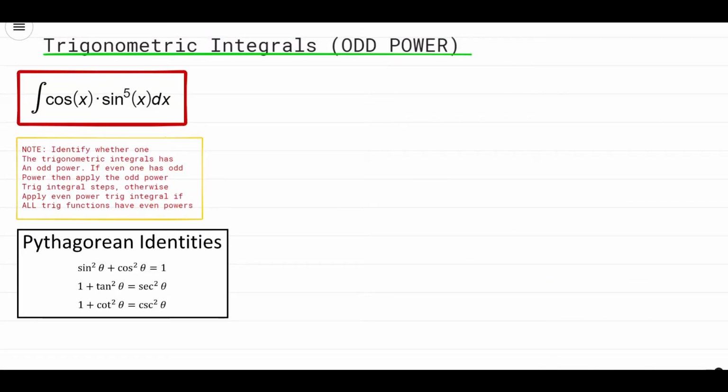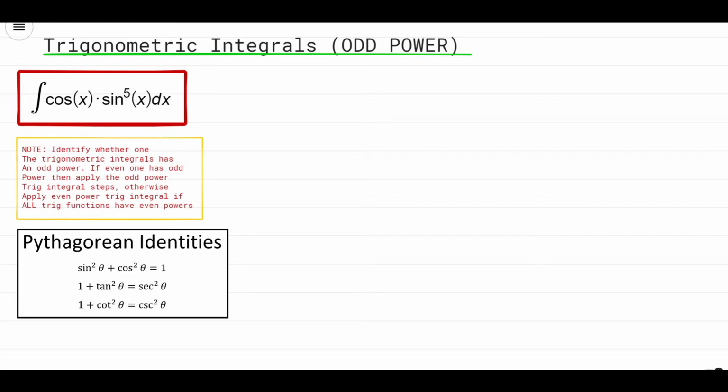So now in this example, we're given cosine of x times sine to the 5th power x. So make note of the note that I have there. Identify whether the trig integral has an odd power. If even one of them has an odd power, then we apply the odd power trig integral steps. Otherwise, if they're all even powers, then we apply the even power steps. But in this case, it's odd power.